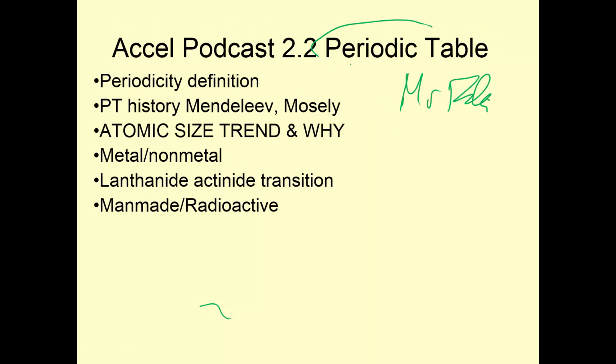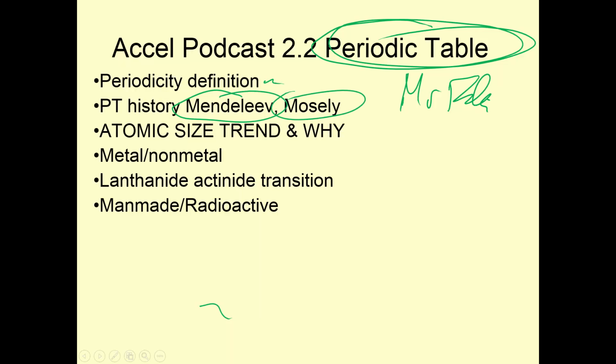We're going to talk about the periodic table. You've been dying to learn all about it. We're going to learn the definition of periodicity. We're going to learn about two dudes, Mendeleev and Moseley, and how they figured it out. We're going to figure out the trend for atomic size and why. We're going to identify metals, nonmetals, identify lanthanide, actinide, transition metals, and man-made and radioactive. And that is it. So let's hop to it.